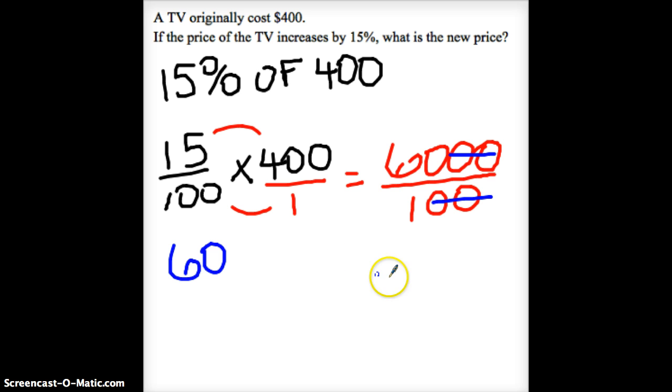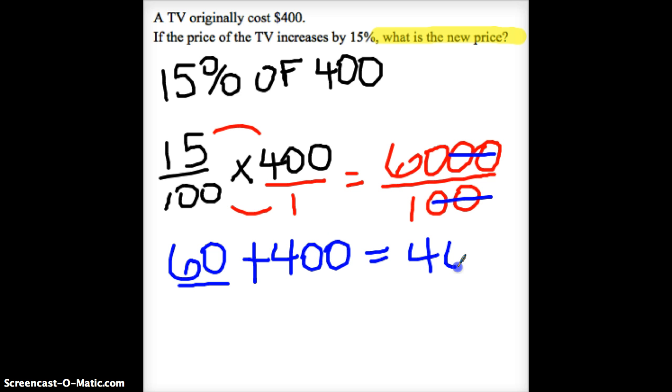Where's my highlighter here? There we go. The question is asking what is the new price? So what I have to do is take this $60 and add it back to the 400, and that's an easy add. 60 plus 400 equals $460. That is the new price of the television.